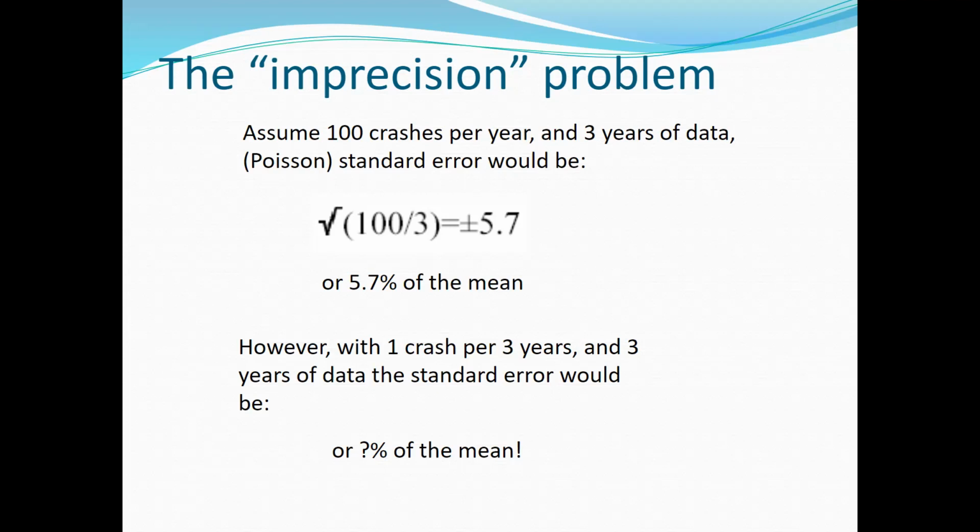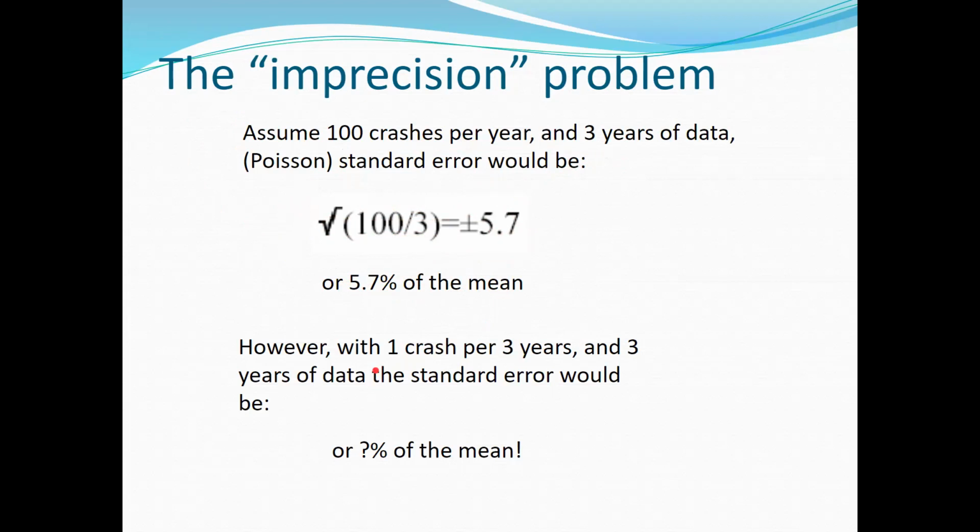So let's take the next couple of minutes to work this out. If you have any questions, please let me know. But what I'm asking is to figure out the standard error like I did for 100 crashes per year: 100 divided by 3, because that's 100 crashes per year with 3 years' worth of data. So I took 100 divided by 3 and took the square root of that to get the plus or minus 5.7. And I got 5.7% of the average.